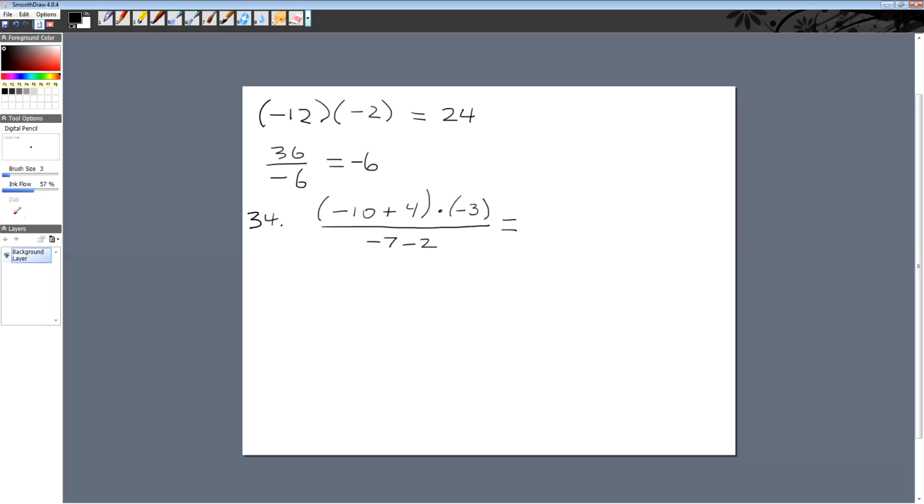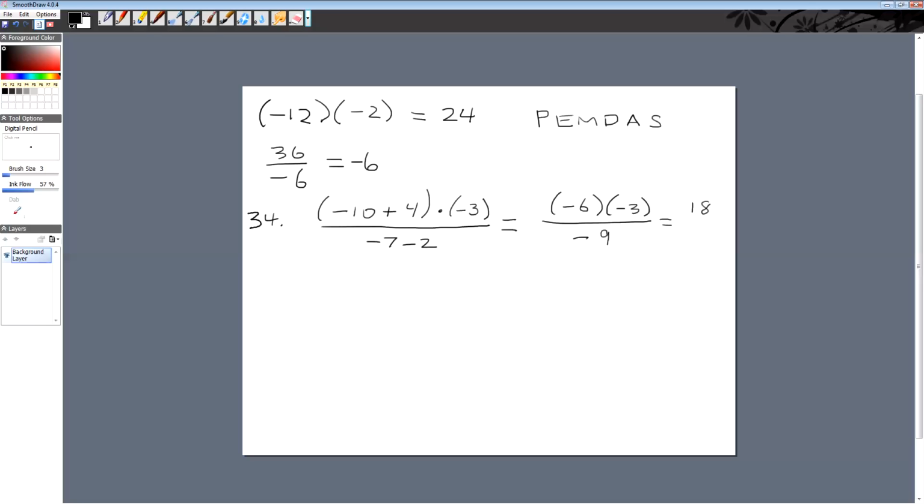So you perform the PEMDAS, okay. Please excuse my dear Aunt Sally. So we're looking at parentheses, exponents, multiplication, division, addition, and then subtraction. So we're looking at parentheses. So -10 plus 4 is -6 times -3. So that's the numerator, -6 times -3, which gives us +18. The denominator is -7 minus 2, or -9.